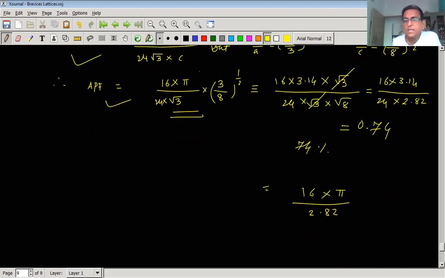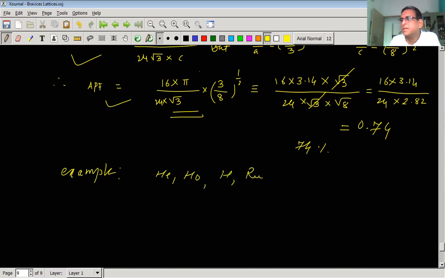So here we can see this is all about the HCP structure, and examples of these structures are helium, hydrogen, then rubidium or magnesium. So all these are examples of hexagonal close packed structures. When the gases crystallize, they crystallize in the form of HCP structure.